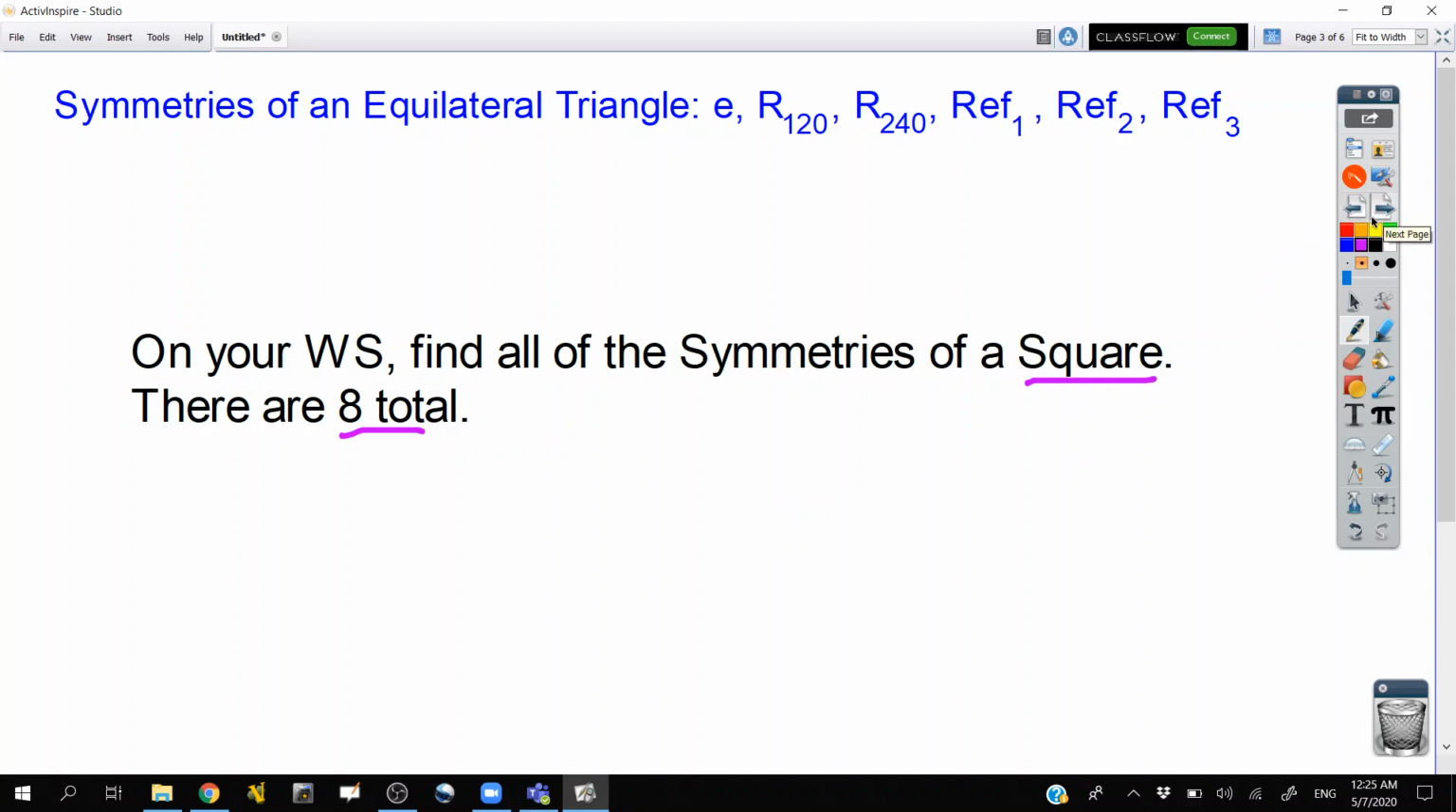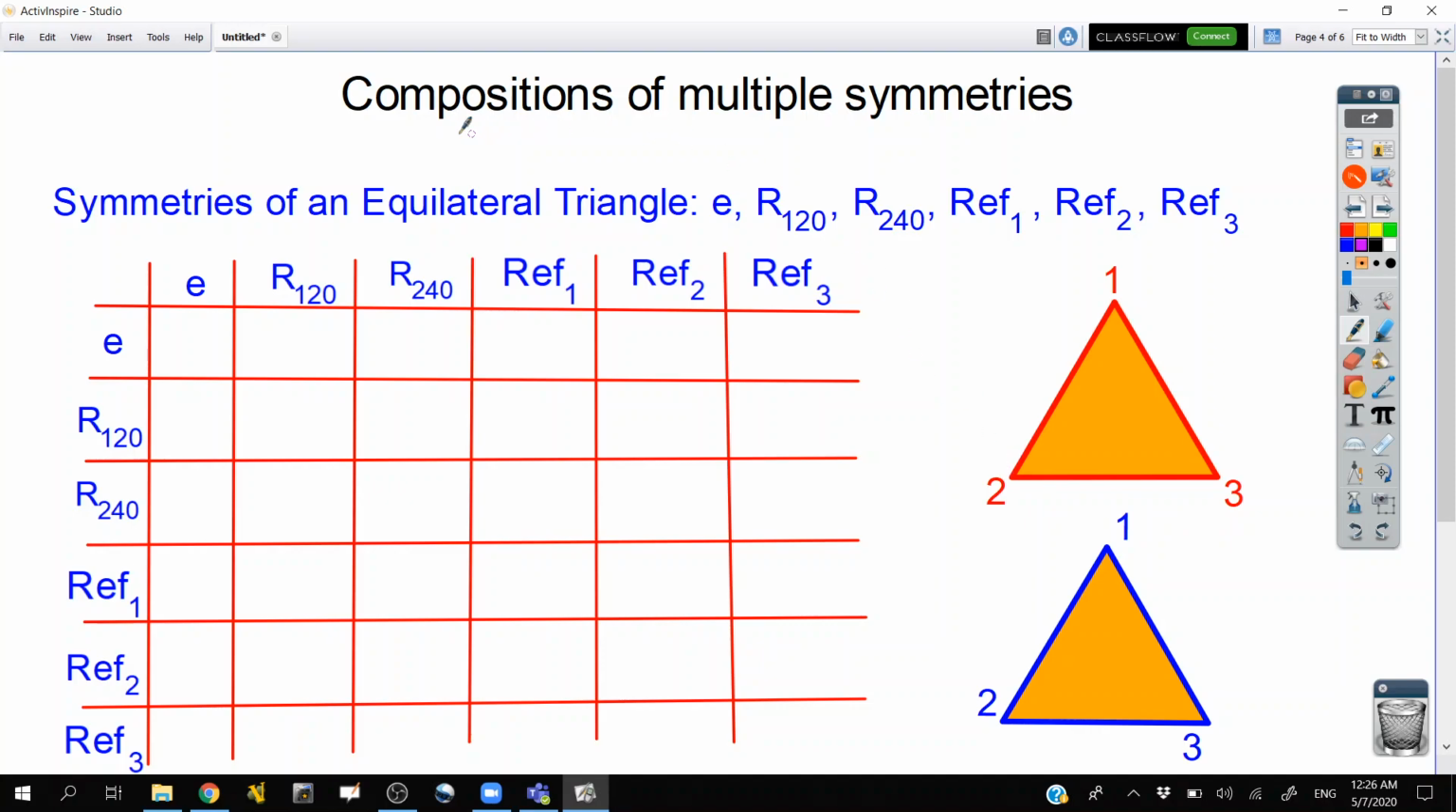All right, I'm assuming you found all 8 symmetries of the square and you're back. So now we know the idea of what symmetries are. We've seen equilateral triangles have 6 symmetries, squares have 8 symmetries. The next thing I want to talk about is compositions of multiple symmetries. We don't just have to do one symmetry, we can actually do multiple symmetries.